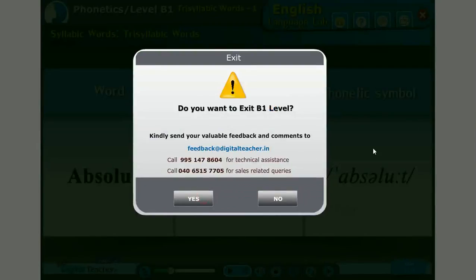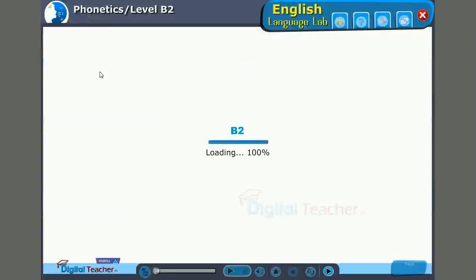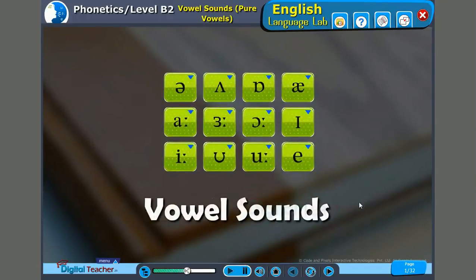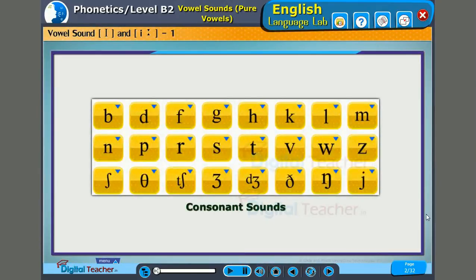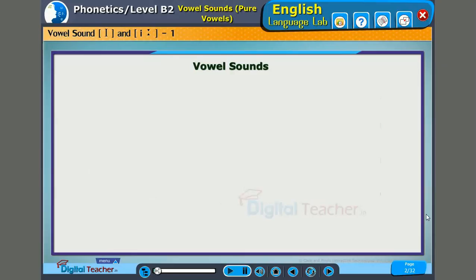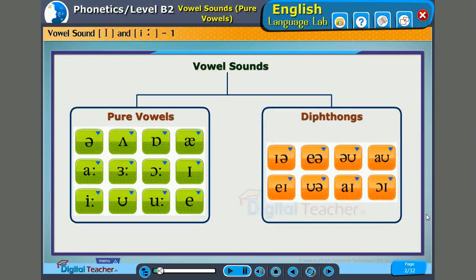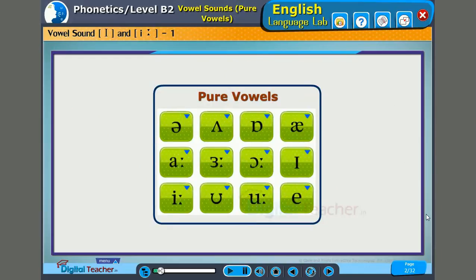So here we'll have two units, that is vowel sounds, that is pure vowels, and the quadrisyllabic words. So first let us see about the vowel sounds here. So far, we have learned various consonant sounds. Now, let us move on to vowel sounds. As mentioned earlier, vowels are divided into pure vowels and diphthongs. Let us start with pure vowel sounds.